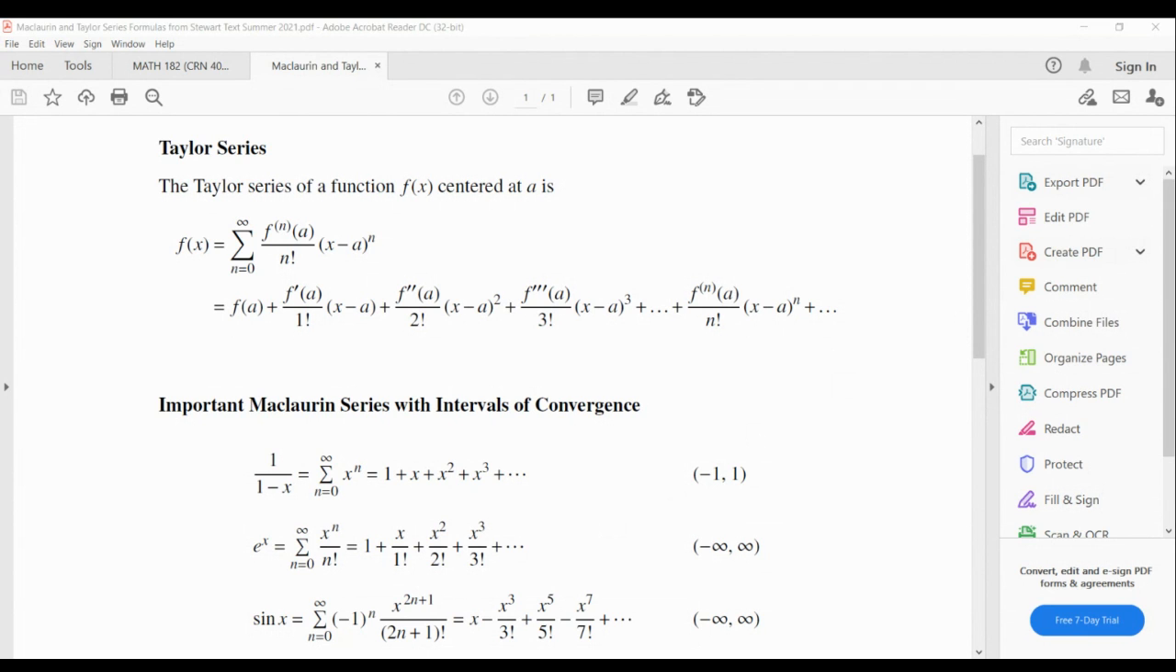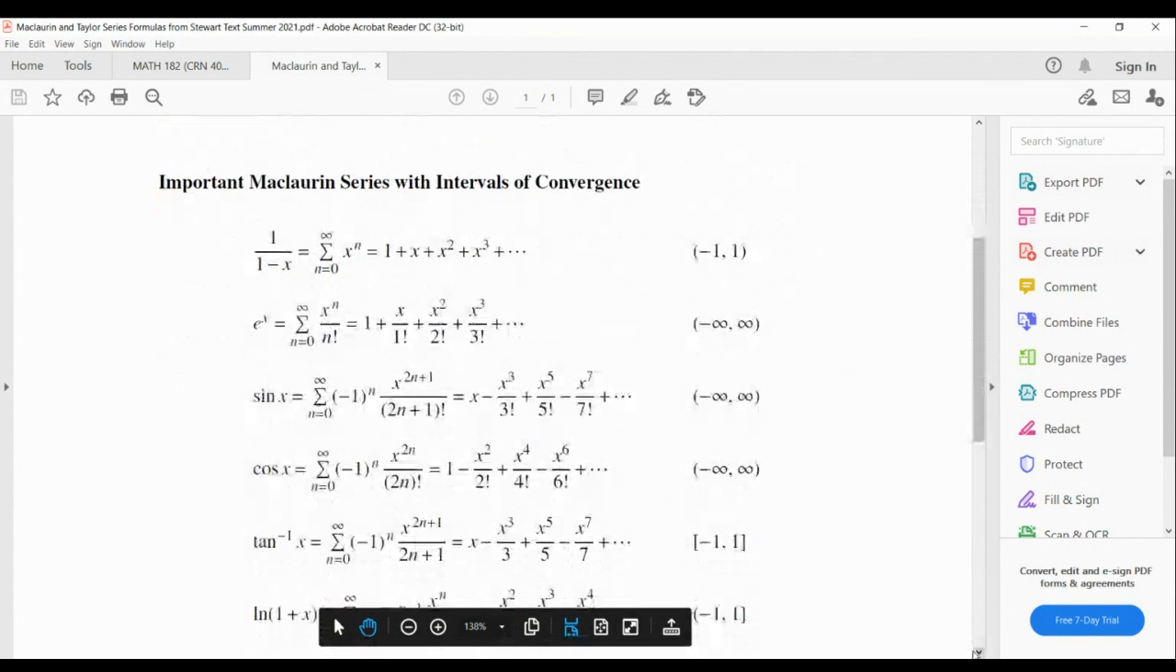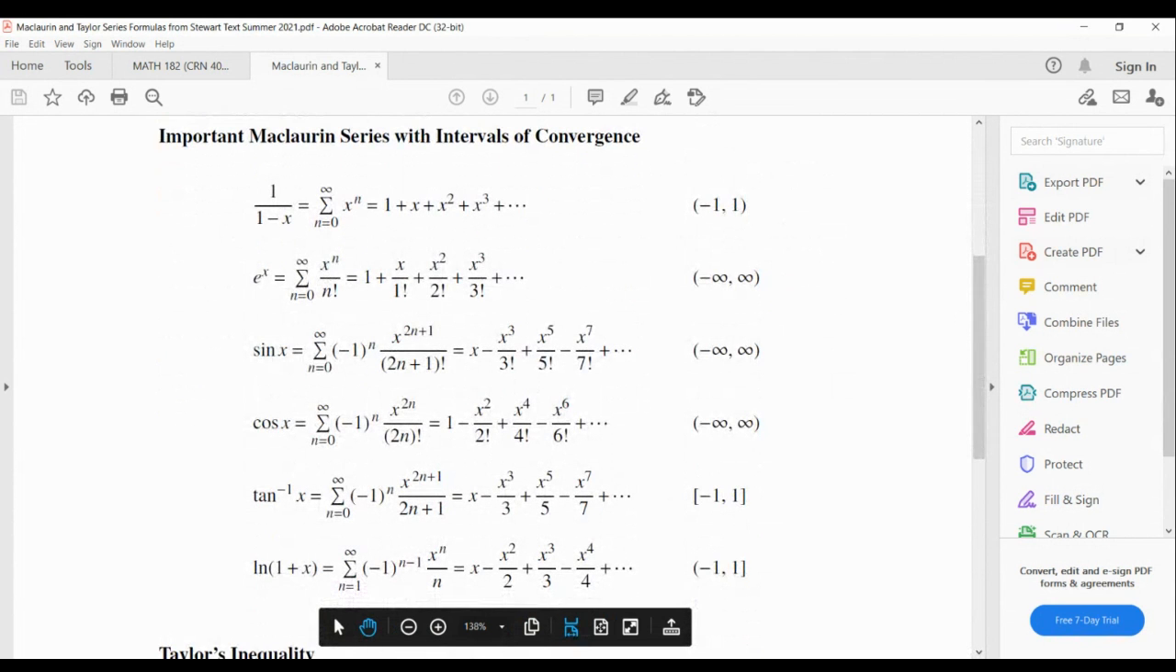Okay, excellent, excellent. So of course you have access to these formulas on your final exam, right? But I thought it would be convenient to have the formulas all in one place. And so I have, at the top here, the Taylor series formula. And then below, I have some important Maclaurin series formulas with their intervals of convergence.